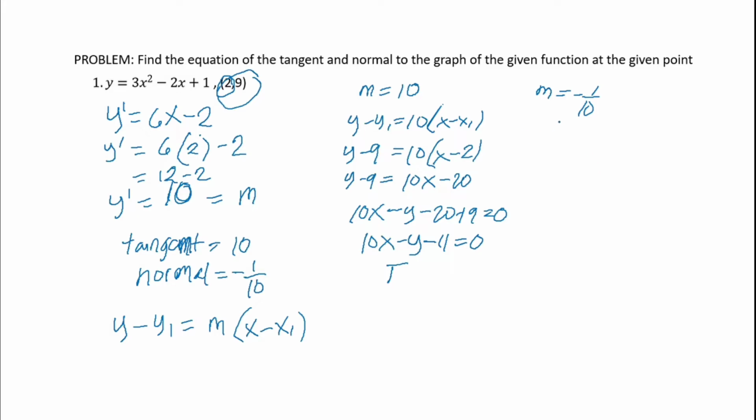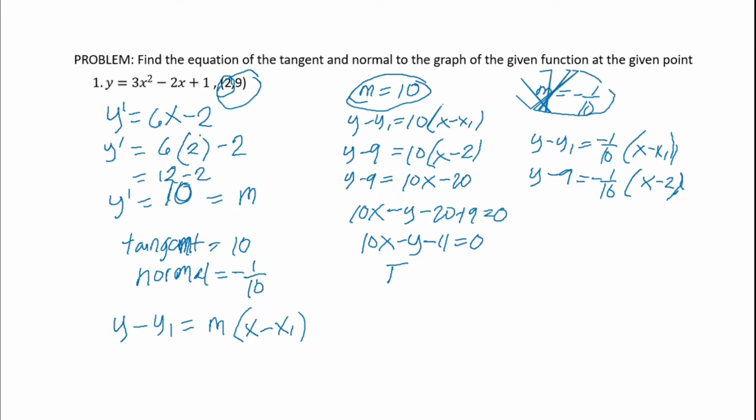Okay, so we have y minus y sub 1 is equal to negative 1 over 10 times x minus x sub 1. If this is the equation, then y minus 9 is equal to negative 1 over 10 times x minus 2. The difference between the two is that the slope of the first is m equal to 10, and for this part, m is equal to negative 1 over 10.